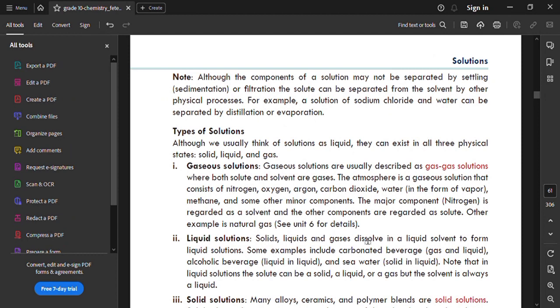So the other topic is types of solutions. So solution is divided into three: gaseous solution, liquid solution, and solid solutions. So the first one is gaseous solutions. Gaseous solutions means is described as gas solutions. That means our solute and the solvent is gas.